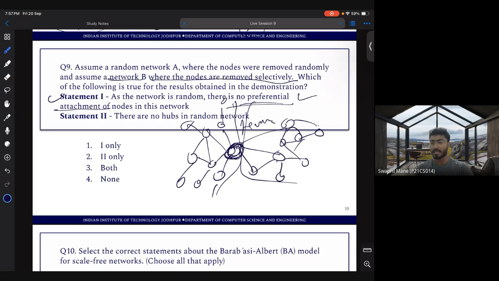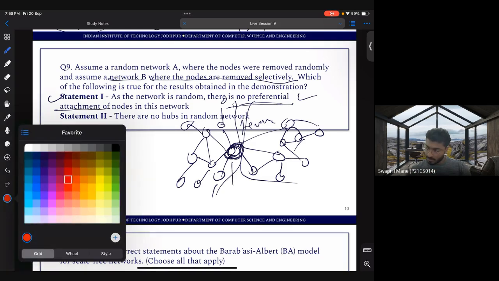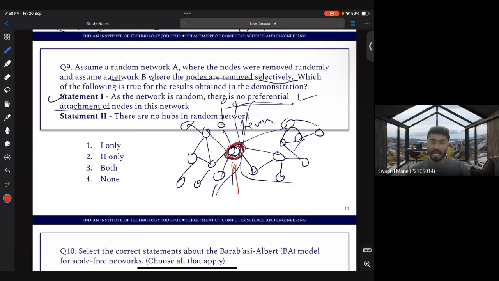In the selective method, we applied a preferential approach: the node which has the highest degree, we deleted that particular node in the first step. In the second step, the node with the next highest degree, we dropped. And we found that in the real-world network with the selective method, in a single step we get a disconnected network. That means hubs are present. So suppose this node, which has a higher degree, we have deleted, then our whole graph turns into a disconnected graph.